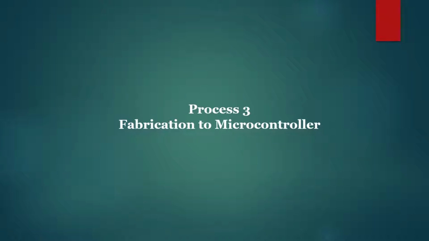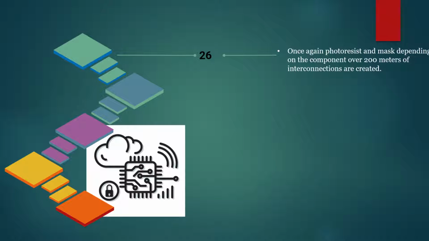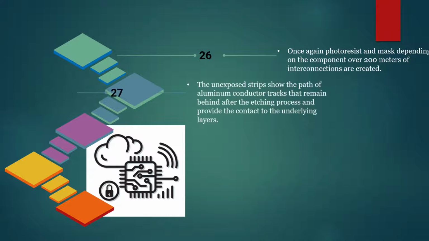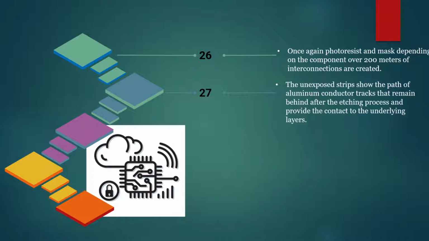Process 3. Now the fabricated board should be converted into a microcontroller. Once again, photoresist and mask, depending on the component, over 200 meters of interconnections are created, because the interconnection portion is the most important in the microcontroller, so we have to place all the elements without space constraint, and they have to be wired along the board and etched off. The unexposed strips show the path of aluminum conductor tracks that remain behind after the etching process and provide the contact to the underlying layers.